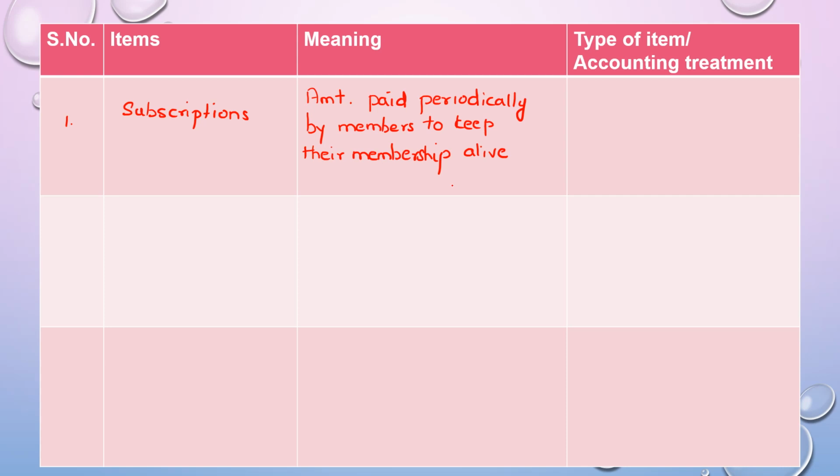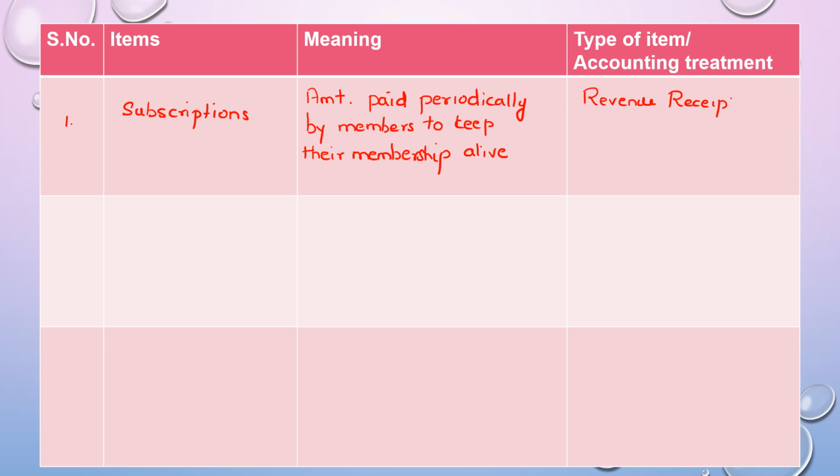Now, what type of item is subscription? Subscription is an item of income. It is a source of fund for the not-for-profit organization. And we can classify the item as an item which can be credited to the income side of the income and expenditure account. It is in the nature of revenue receipt.